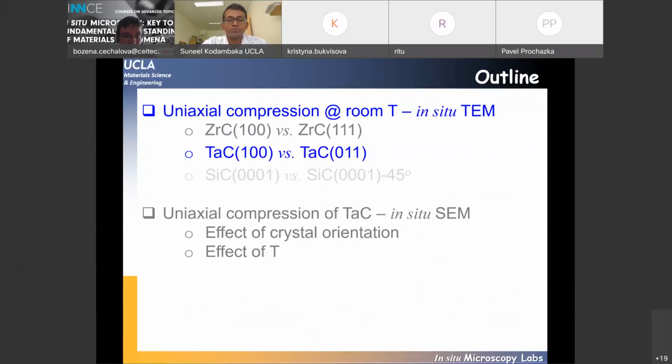Now, I know I'm rushing through a little bit, but please feel free to ask me questions anytime before, during, or after the talk. We've done similar experiments for tantalum carbide.